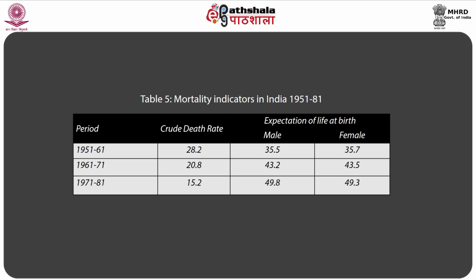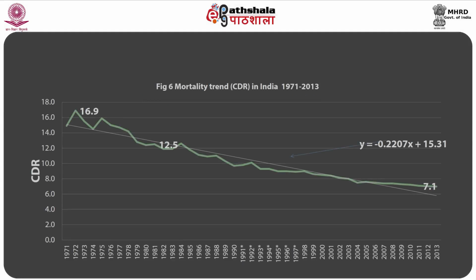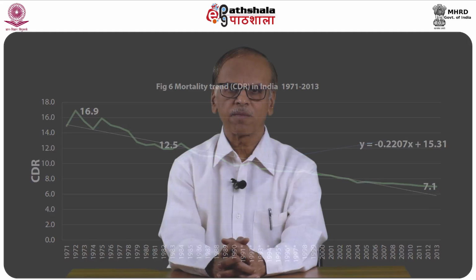However, during 1981-2013, there was a marginal decline from 12.5 to 7.2, 5 points in CDR, figure 6. Further decline in mortality requires special efforts by improving public health programs.